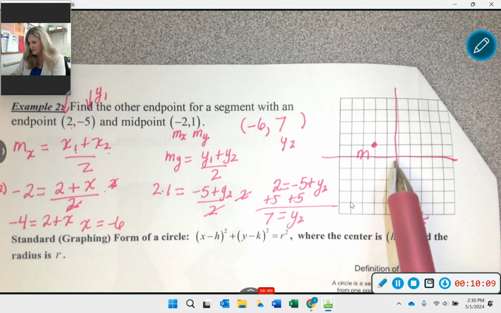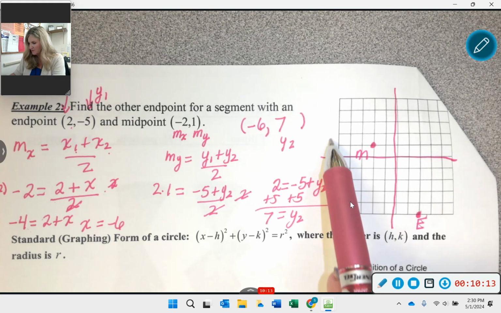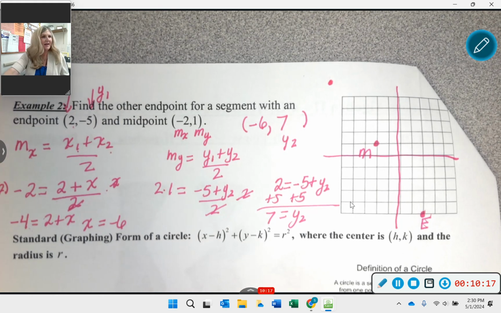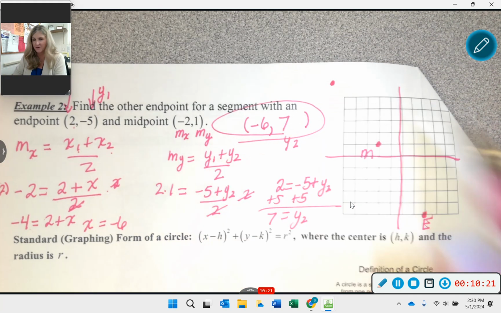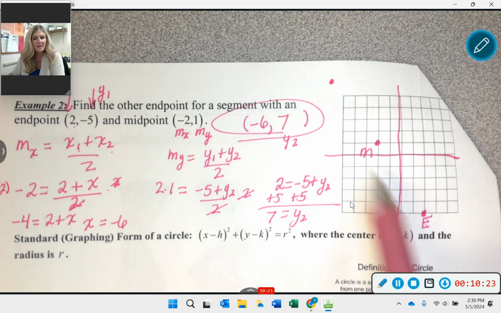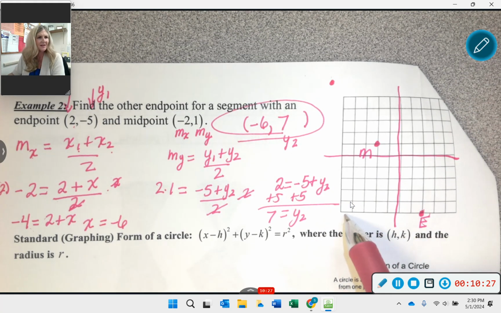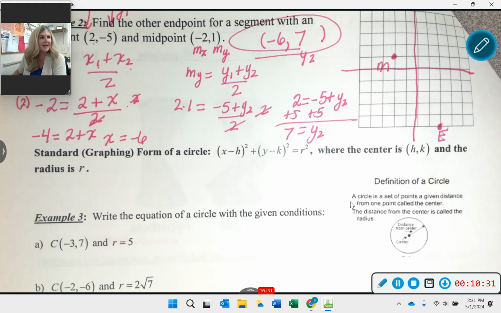Let's see if that looks reasonable. 1, 2, 3, 4, 5, 6. 1, 2, 3, 4, 5, 6, 7. Does that look about right? Yeah. So you should use some common sense when you're doing these problems. Like if you do a little sketch and it doesn't look right, if that endpoint had been over here, you'd be like, something's wrong there, right? Okay.